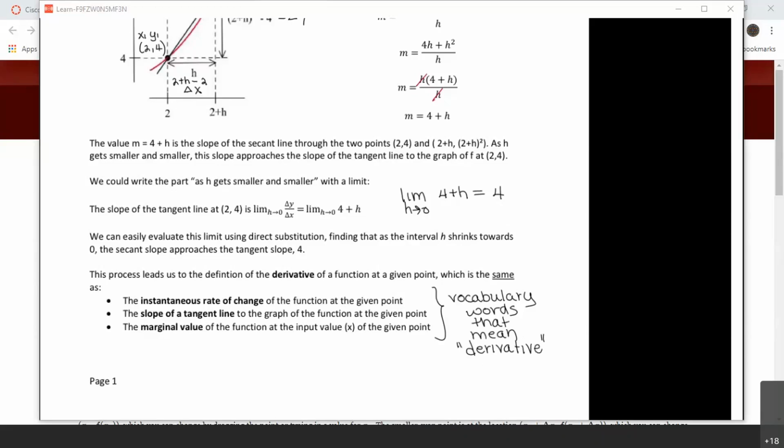Okay, and the derivative is a calculus thing. How come? Because we had to take a limit. All right. Now, what we're going to talk about today is sort of a manual way to do it. We're going to do the slope formula, take the limit.